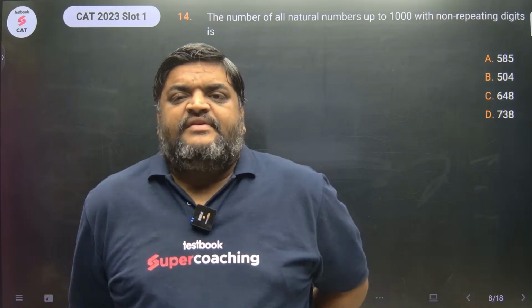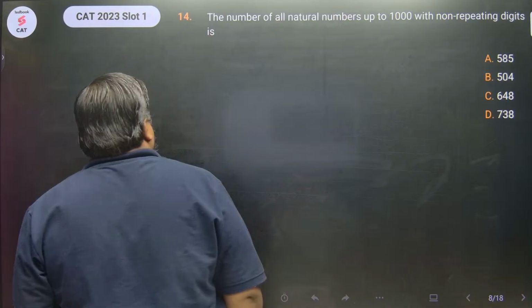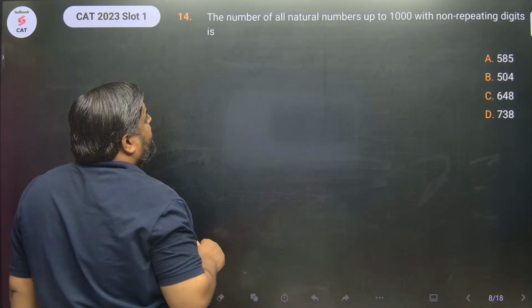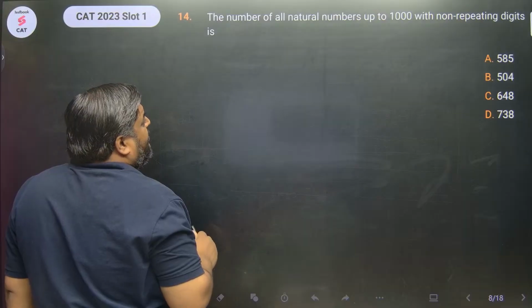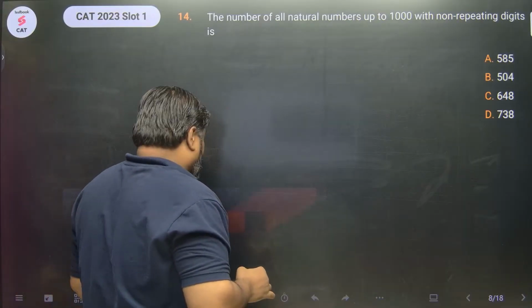सर मेरा सिलेबस कवर नहीं हुआ इसलिए मैंने वी मस्ट टॉपिक इन क्वांट से स्टार्ट किया. तो अरिथमेटिक एंड अलजेब्रा, राइट? चलो, the number of all natural numbers up to 1000 with non-repeating digits is what? Up to 1000 non-repeating digits.